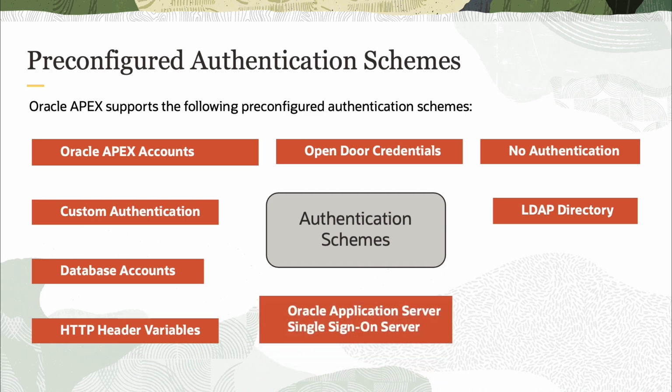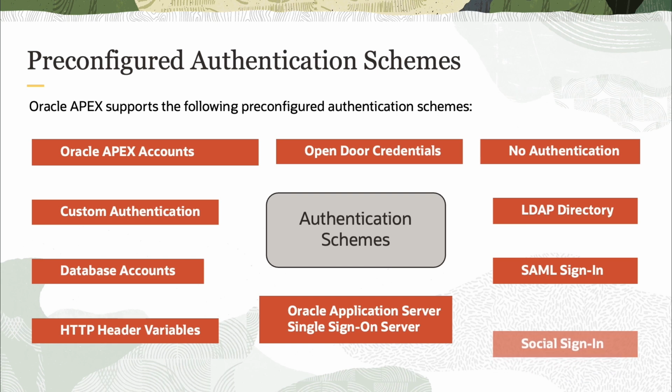You can also delegate the authentication to the Oracle Application Server Single Sign-On infrastructure. To use this authentication scheme, your site must have been registered as a partner application with the SSO server. You can also use SAML Sign-In using third-party identity providers which support SAML. You can also authenticate using Social Sign-In. Apex supports authentication with Google, Facebook, and other social networks that support OpenID Connect or OAuth 2 standards.